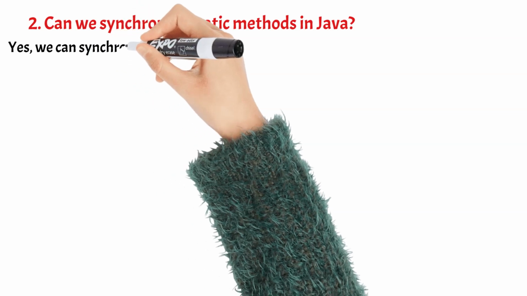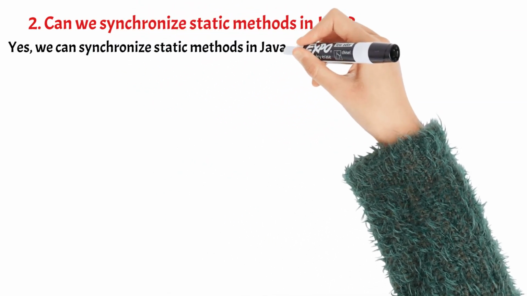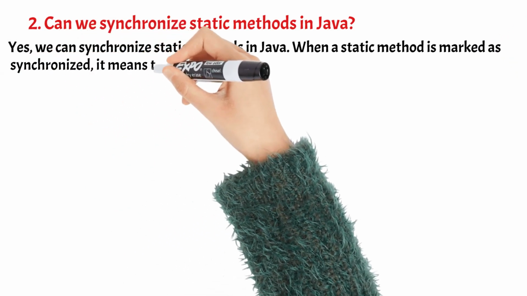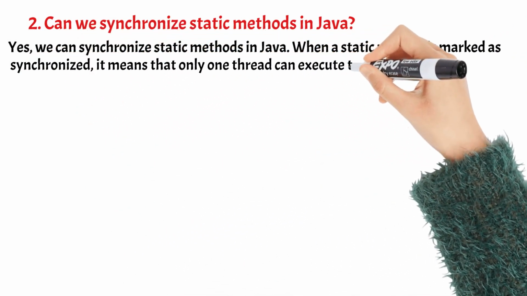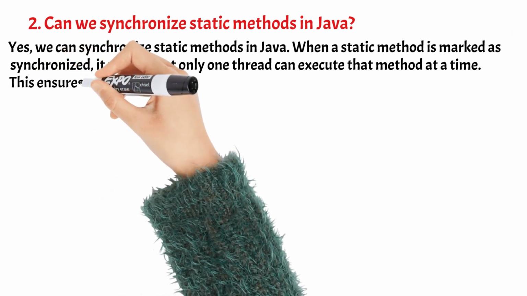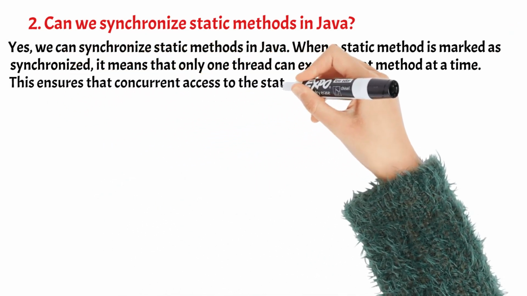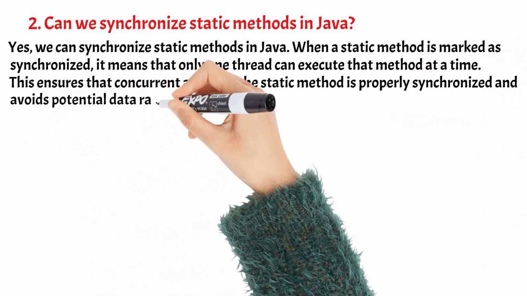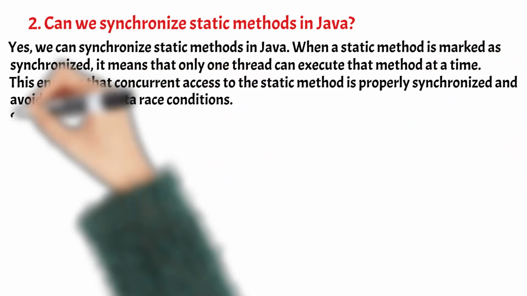Yes, we can synchronize static methods in Java. When a static method is marked as synchronized, it means that only one thread can execute that method at a time. This ensures that concurrent access to the static method is properly synchronized and avoids potential data race conditions.